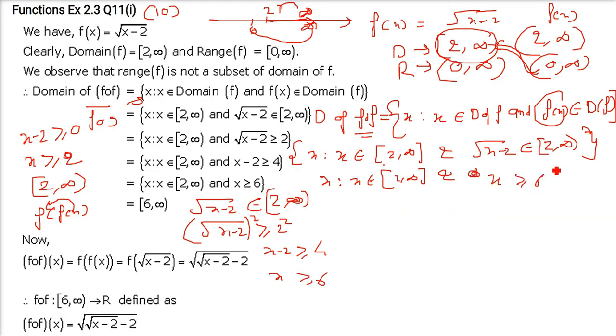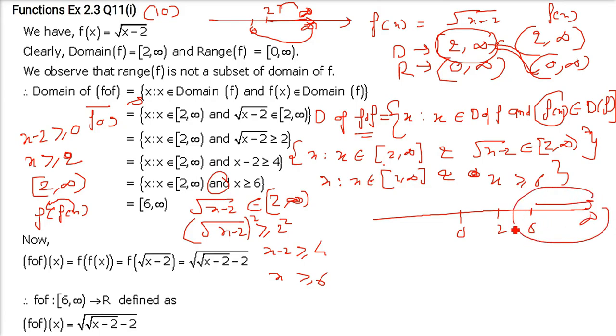Now we have to combine them. We have to take the AND of this. Now see here. x is in 2 to infinity in the first case, and for the second one, it is greater than or equal to 6, so 6 to infinity. So what is the intersection of these two? The intersection is 6 to infinity. So finally, the domain of f of f(x) will be 6 to infinity.